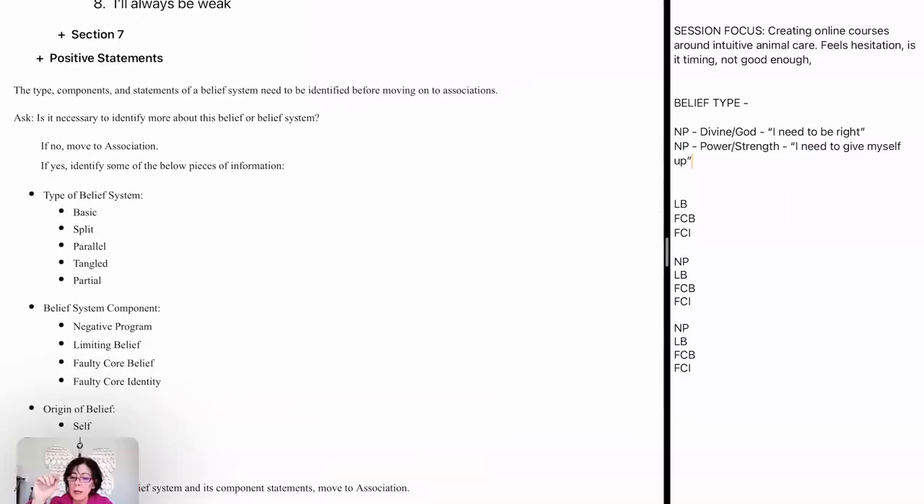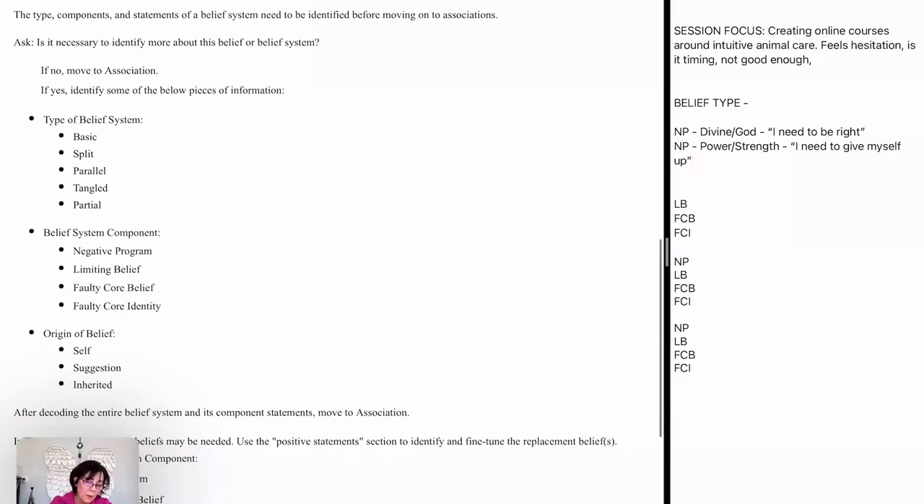Well, so let me ask, is there something more that we need to know about this one? I need to give up. So we don't need to know anything about it. Mm-hmm. But did it originate from the self? It originated from the self. So the suggestion would have been in that 1 to 7 year range where you're just absorbing stuff and it's not inherited. Do you think it's, I need to give myself up, meaning if I commit to this service of doing this work that I'm giving myself up?